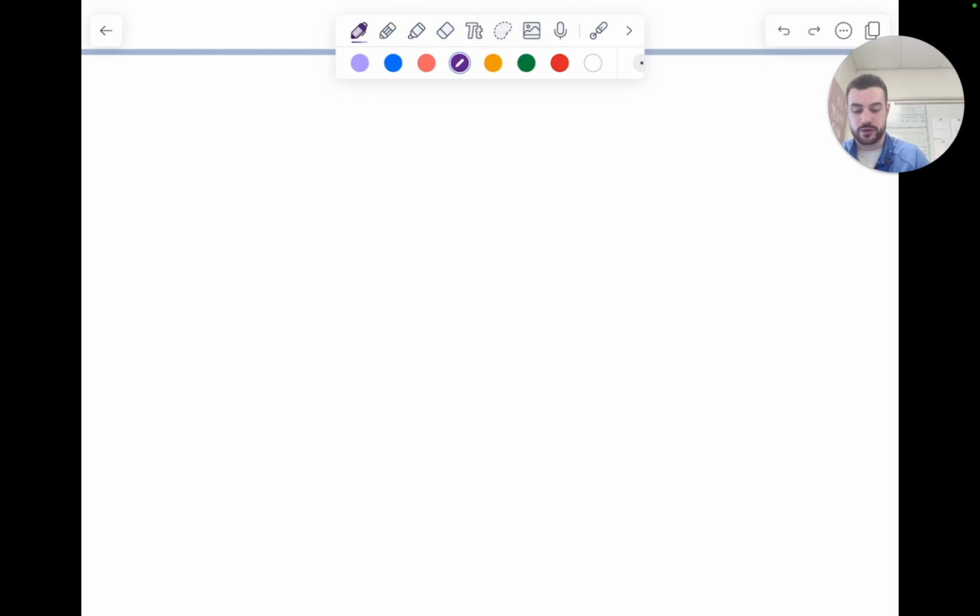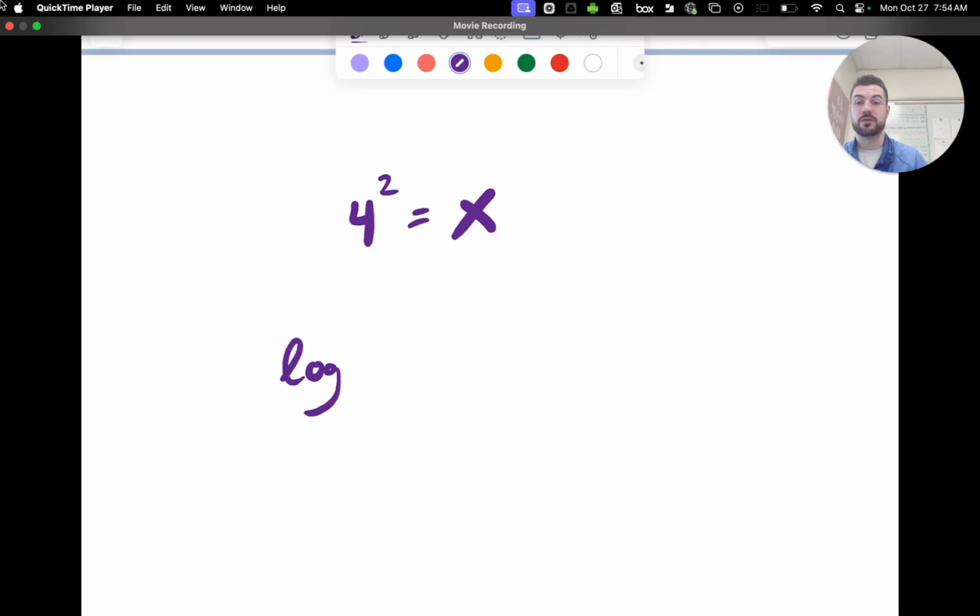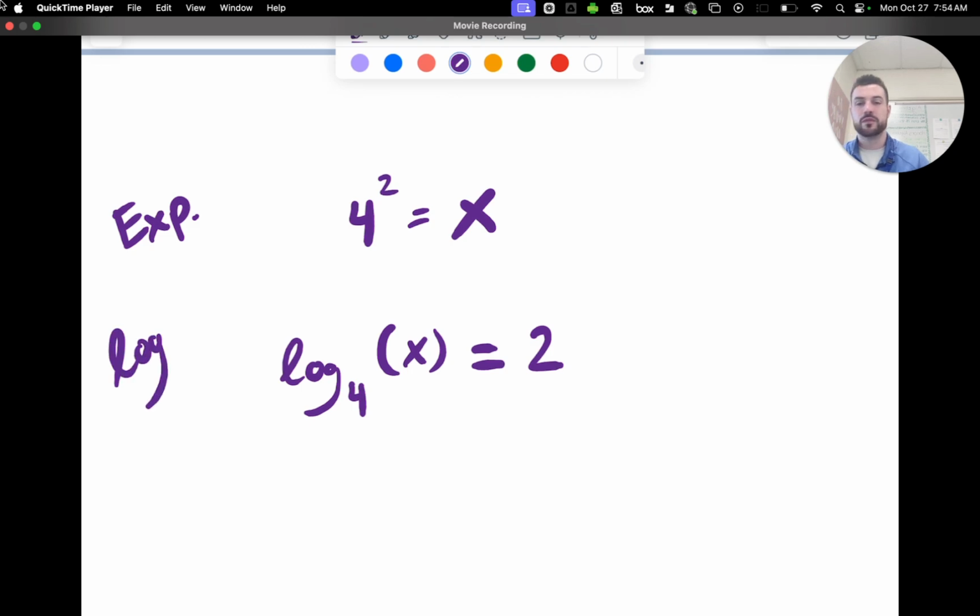Why don't we do a variable here just to shake things up a little bit. So we have the exponential, 4 to the second power is equal to x. What that means is log with the same base as my exponent, which is 4. My argument is going to be x because logs solve for exponents. So log base 4 of x should be equal to my exponent, which is 2. So here we're going from our exponential form to our log form.